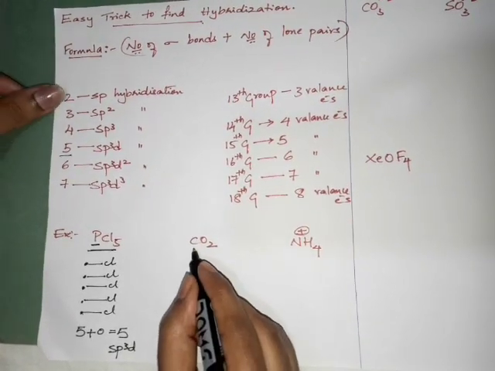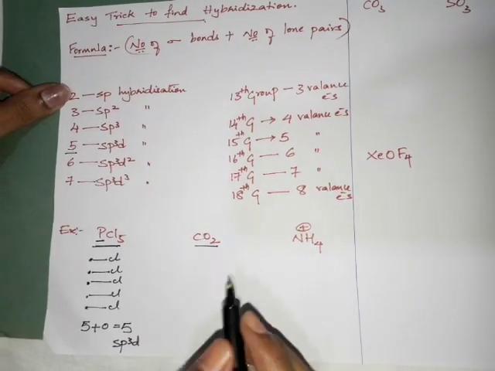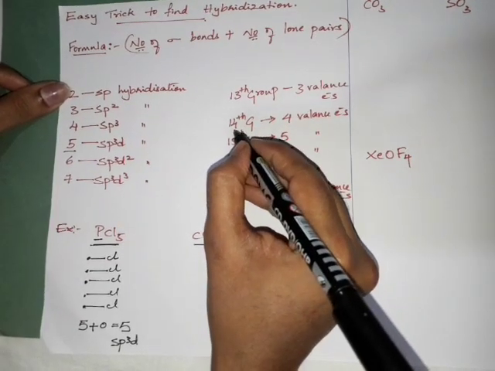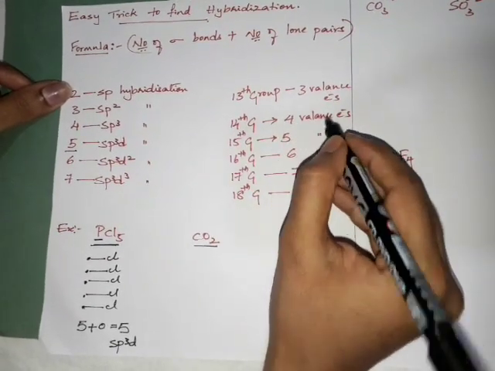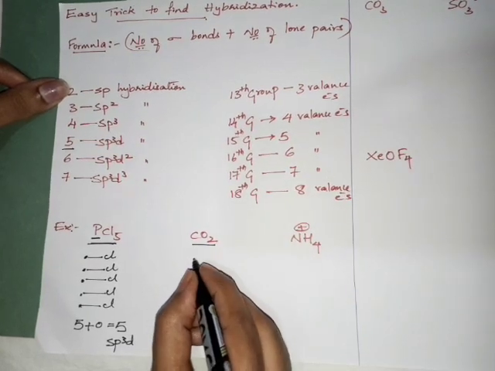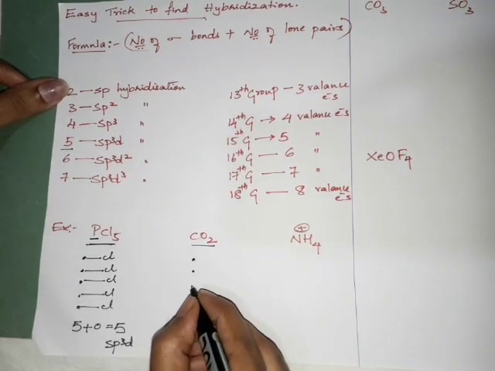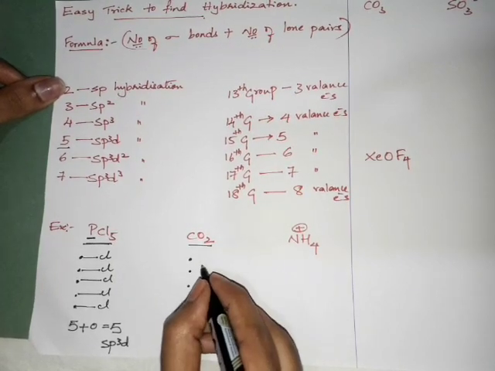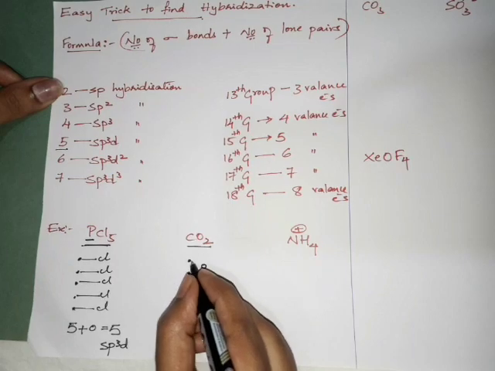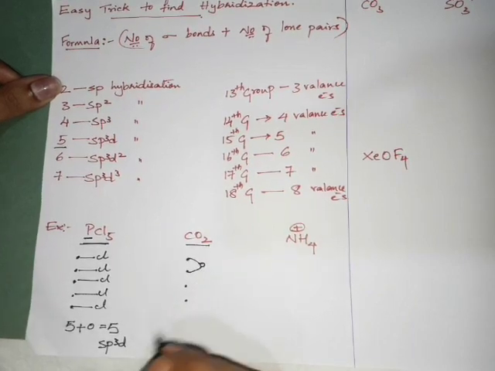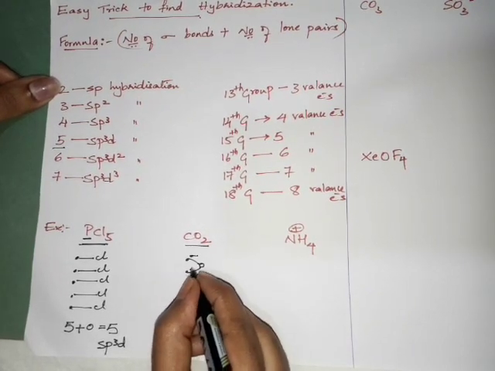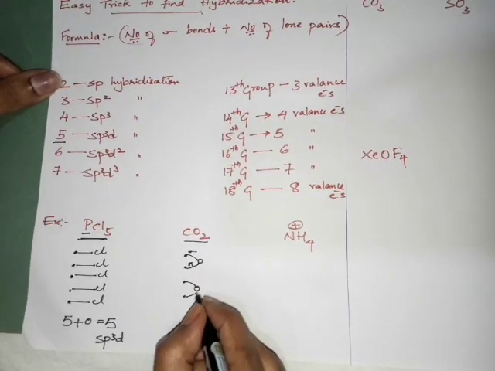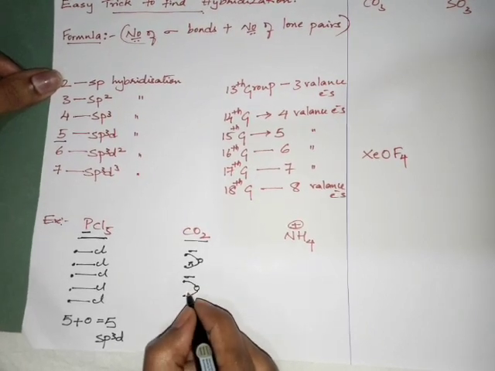Okay, next we will move to carbon dioxide. So which is the central element here? Carbon. So carbon belongs to our 14th group, and it will have 4 valence electrons. So you are putting 4 dots, 1, 2, 3, 4, and you have 2 oxygen atoms. And remember, each oxygen is going to take 2 electrons. One is a sigma bond here, the other one is pi. Similarly, another oxygen also will take up 2 electrons, 1 sigma, 1 pi.